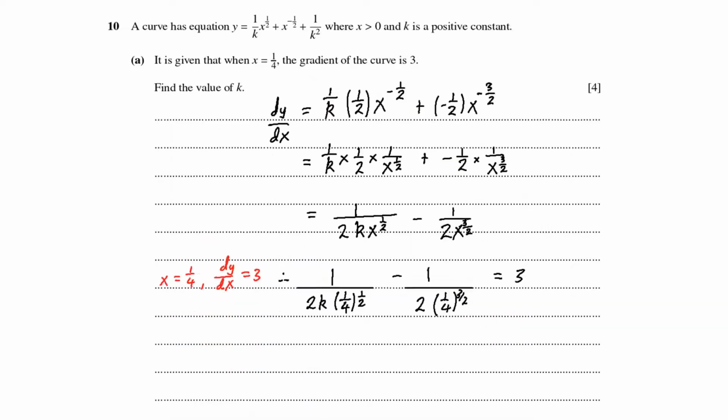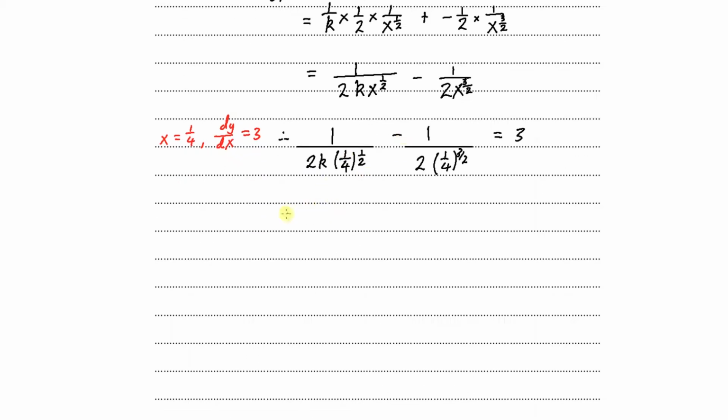Okay, let's simplify this a bit. So now we know that a quarter to the power of a half is square root of a quarter, which is a half. And a half times 2k, we are going to get 1 over k here. And that's minus. Here, a quarter to the power 3 over 2 is, like we say, square root of a quarter, which is a half. And a half to the power of 3, that's an eighth. And 2 times an eighth is again a quarter. And then 1 divided by a quarter is 4. So we have it like this.